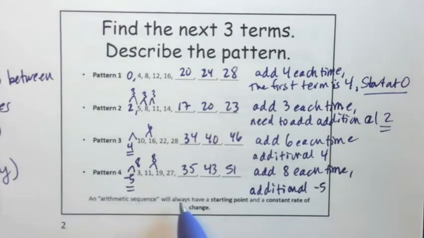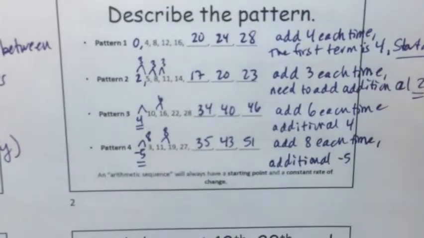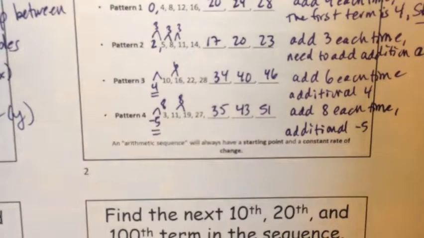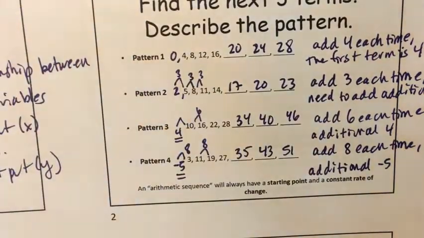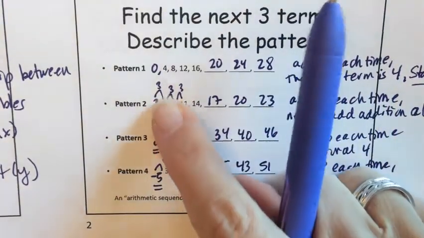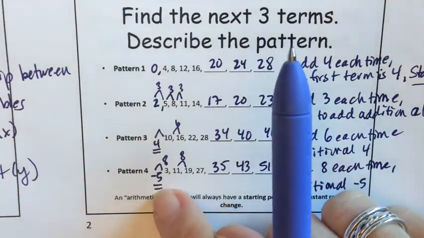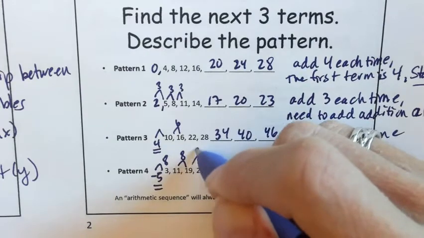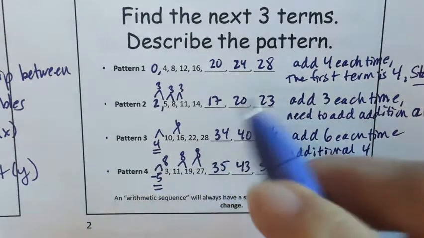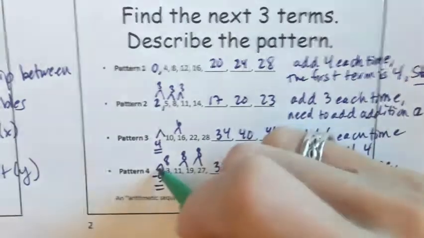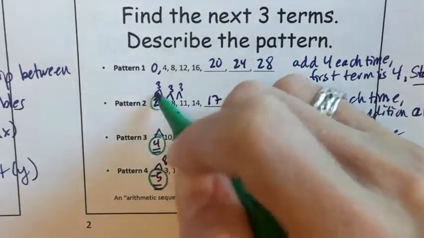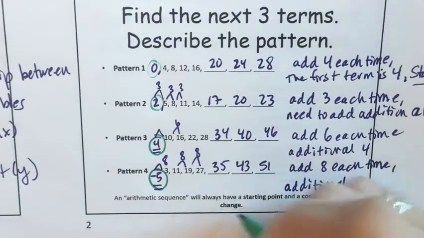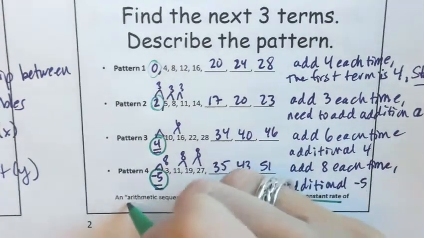An arithmetic sequence always has a starting point. Let's see if I can get this clear. This number that I'm putting here is our starting point. Where are we originating at? So it has a starting point and a constant rate of change. This constant rate of change would be this in between each term, but my starting point would be this part right here. So we have a starting point and a constant rate of change. That's called an arithmetic sequence.